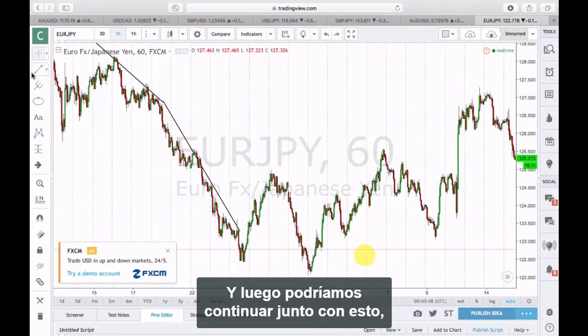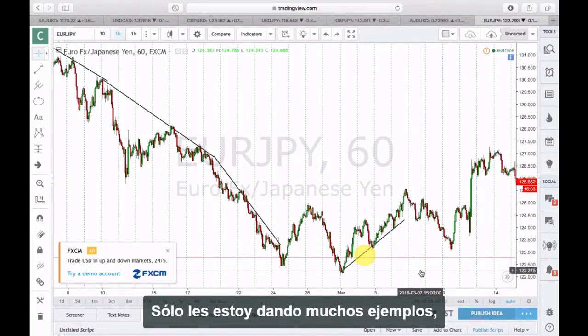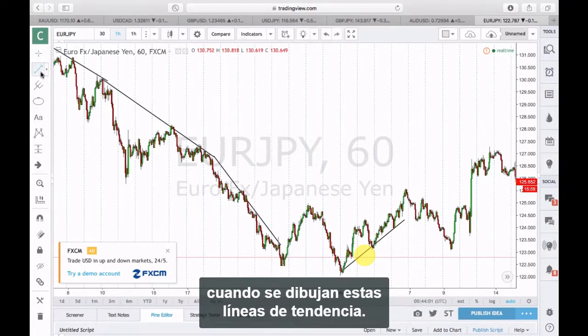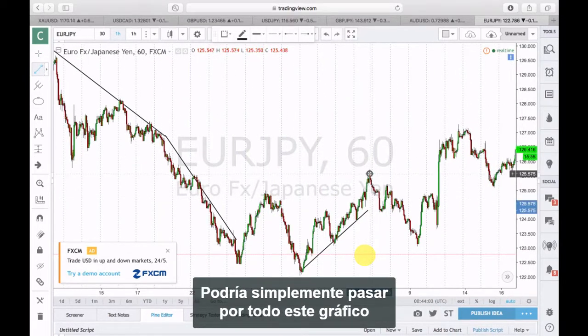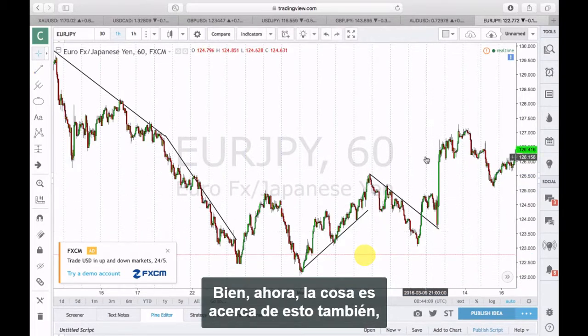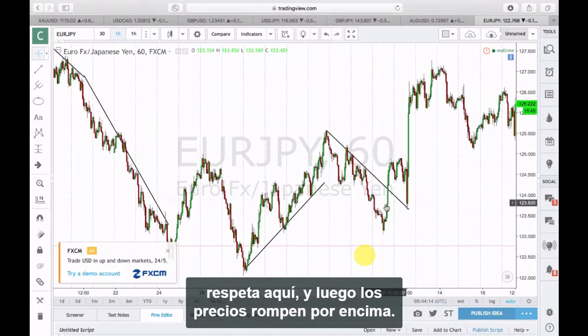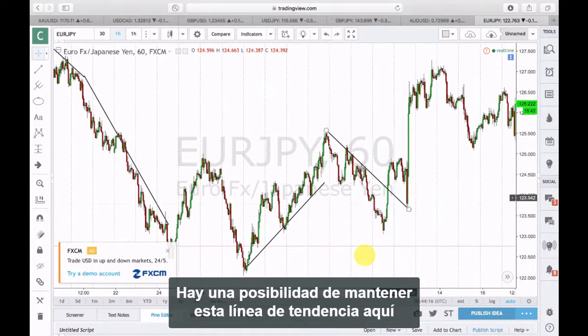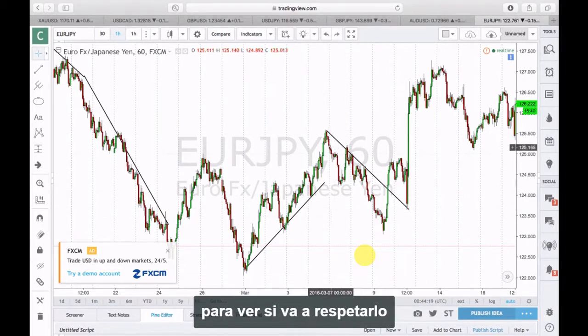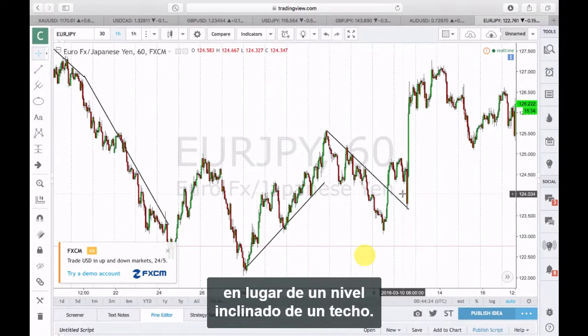And then we could continue along with this, and we could see how price is testing off of here. I'm just giving you guys examples of what to look for when drawing out these trend lines. I could just go through this entire chart and continue and continue. Now, the thing about trend lines is, if I see it respect here, respect here, respect here, and then price breaks above, it's a possibility to keep this trend line to see if it's going to respect it as now a slanted level of a floor rather than a slanted level of a ceiling.